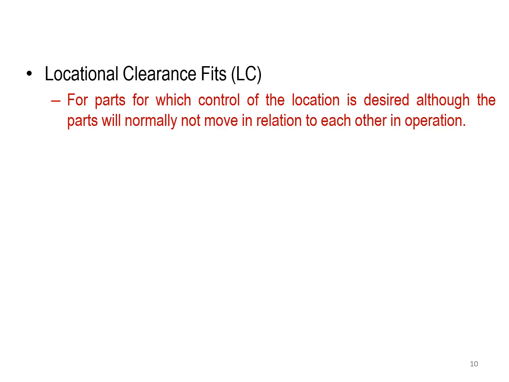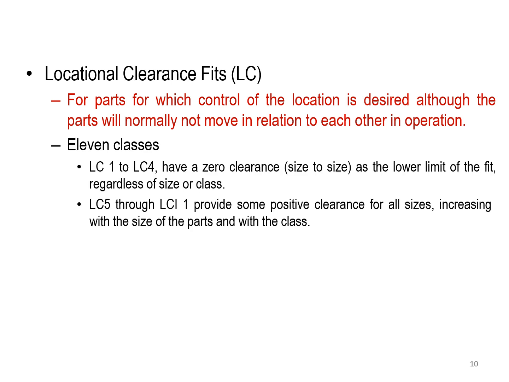Now we need to talk about the locational clearance fit. The previous one was the running clearance fit, and this one is the locational clearance fit, or the LC value. This is for parts for which control of the location is desired, although the parts are normally not going to be moved in relation to each other in operation. The LC has 11 classes. LC1 to LC4 have zero clearance, that means size to size, at the lower limits of the fit, regardless of the size or class. LC5 through LC11 will provide some positive clearance for all sizes, increasing with the size of the parts and with the class.